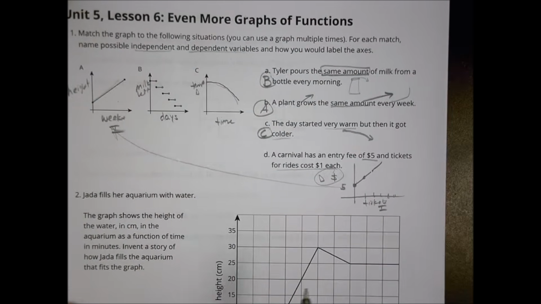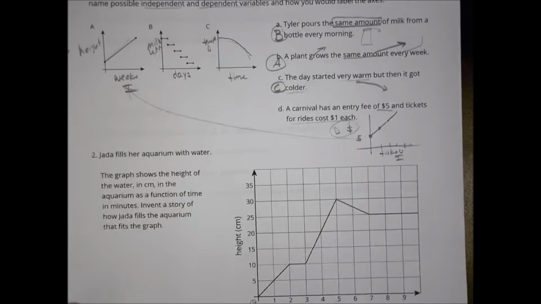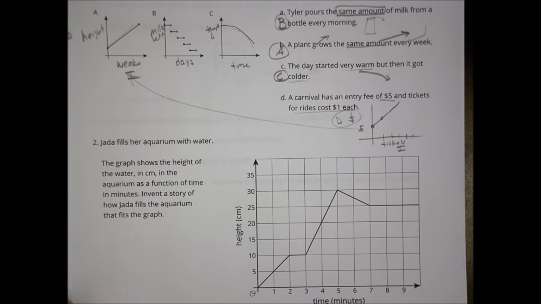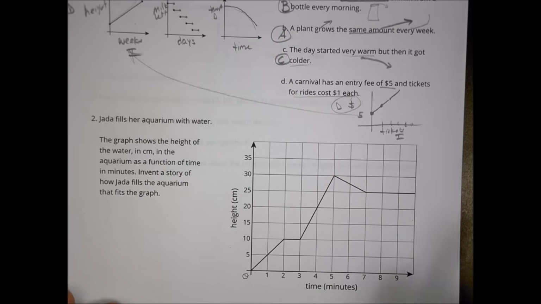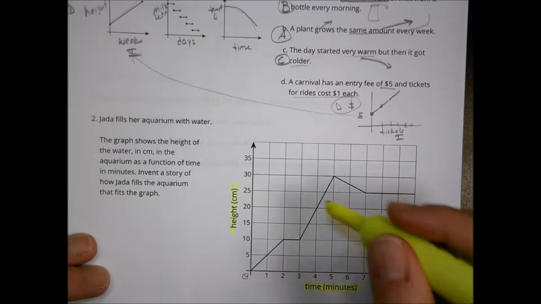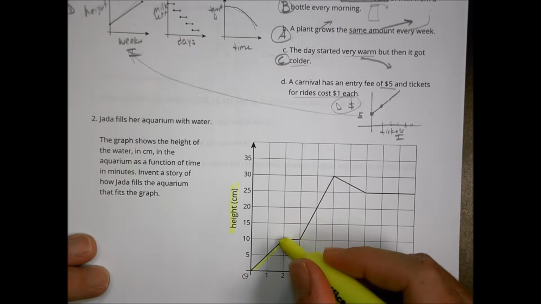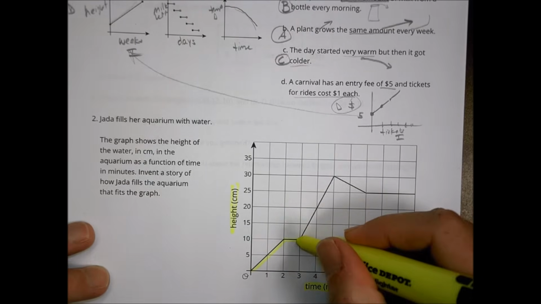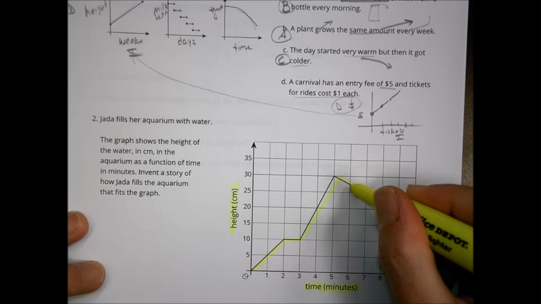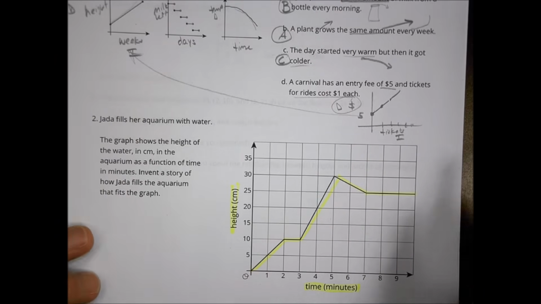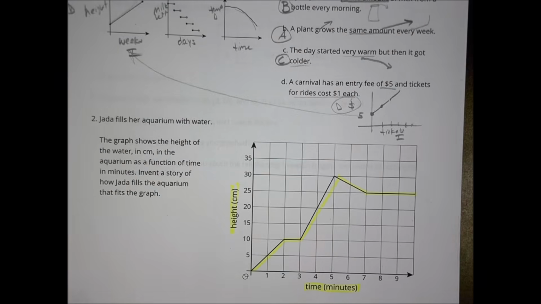All right, number 2 says Jada fills her aquarium with water. The graph shows the height of the water in centimeters in the aquarium as a function of time in minutes. Invent a story of how Jada fills the aquarium that fits the graph. So this is one where you just need to look and see what's happening in this graph, and tell a story about it. We can see with time being down here, and the height of the water in the aquarium, that she's definitely filling it up. There's a moment where nothing's happening. It's being filled up again, and then it starts to decrease a little bit, and then it stays the same.